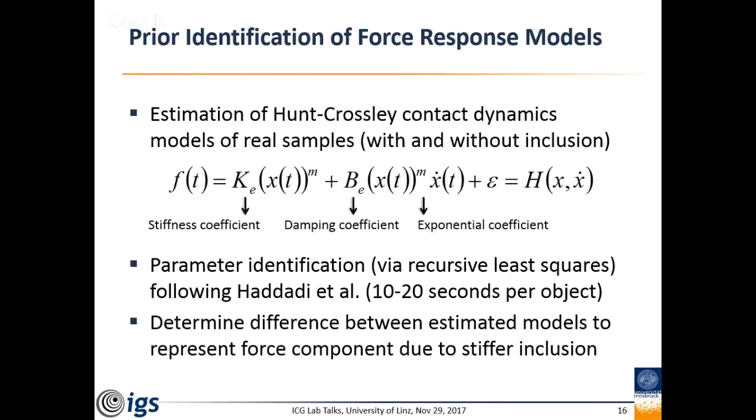So we do some parameter identification, meaning we take some measurements from a real object: measure forces, measure positions. This follows Haddadi, a recursive least squares optimization identifier. This takes about 10 to 20 seconds. So basically, you probe the object several times, get the data, and then you tune this model. Of course, there's a velocity in there, so we also have a viscoelastic gain.